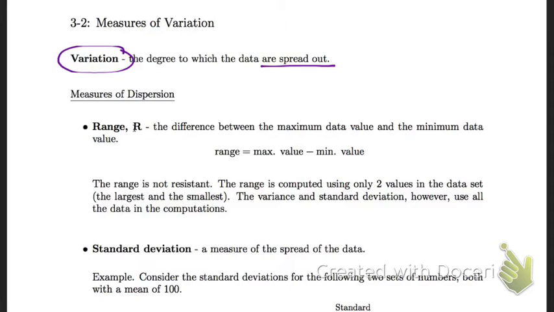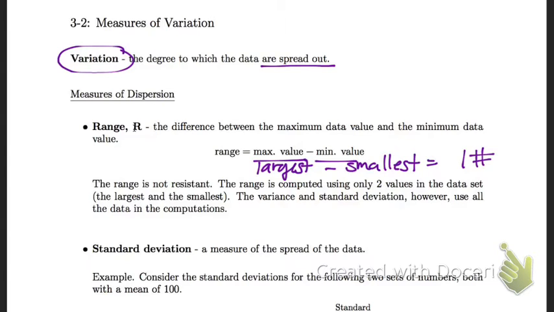The first one that we know is range. Range is always your max minus your min value. So you're going to take your largest minus the smallest, and you will end up getting one number. So don't say that the data ranges from 5 to 10. That would be 10 minus 5, which is 5.